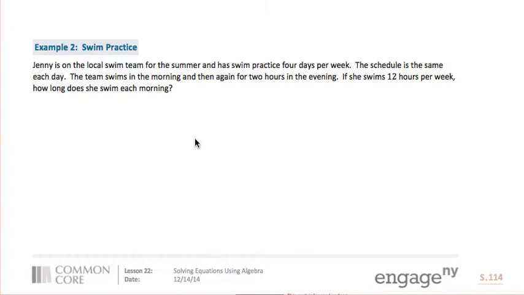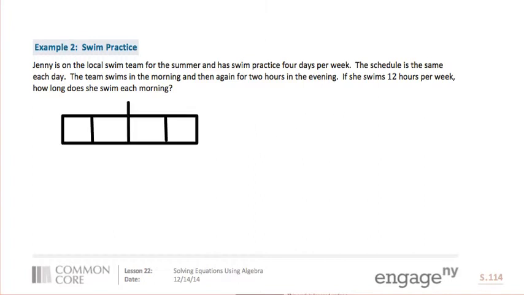In this problem, we may be able to see the equation a little bit better if we set up a tape diagram. Our tape diagram is cut into 4 pieces because it tells us that Jenny has swim practice 4 days per week. Inside each box, we want to represent the amount of time that Jenny swims each day. It tells us that she swims in the morning, but it doesn't tell us how much, so that will be our variable. And then again, 2 hours in the evening.